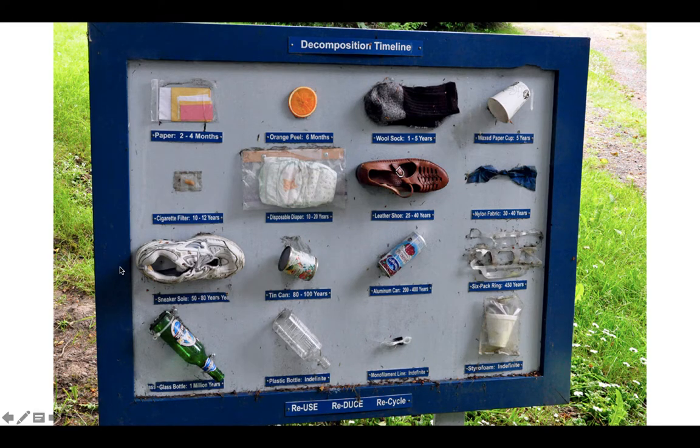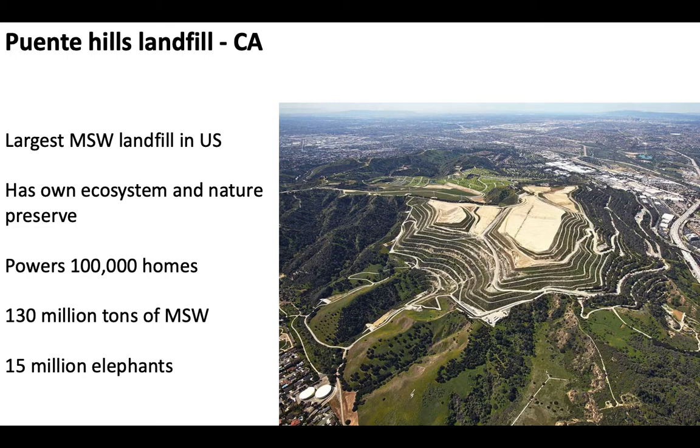Here's a picture of a sign outside of a wilderness refuge in New York. I forget which one, but they show you how long it will take different things to decompose. Piece of paper, 2 to 4 months. An orange peel, 6 months. Nylon fabric, 30 to 40 years. A tin can, 80 to 100 years. A glass bottle will take 1,000,000 years. Things like monofilament line and styrofoam will not decompose ever. So depending on the trash you've got in the landfill, it'll decompose at different rates.